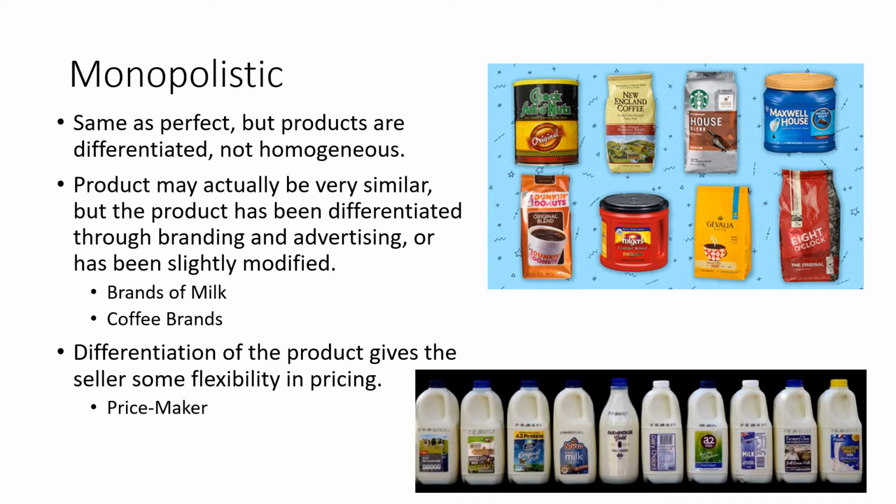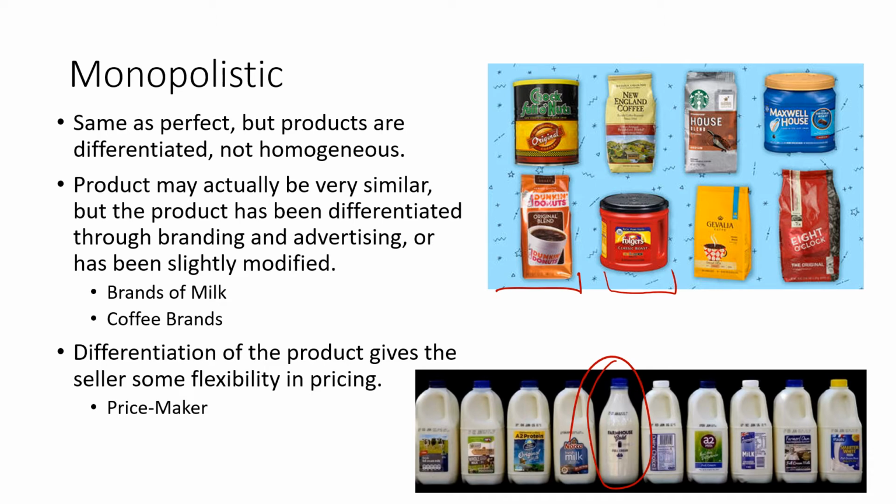So just by putting a different label on, just by, we see a glass bottle here in one of these pictures. So just by putting your milk in a glass bottle, you maybe have differentiated yourself, and you can charge a little bit more. Another example is coffee. You'd think coffee is coffee, but it's not, and there's different prices for different brands of coffee. There's a little bit different ways to process it. There's different ways to advertise it. There's different ways to market it to the consumer.